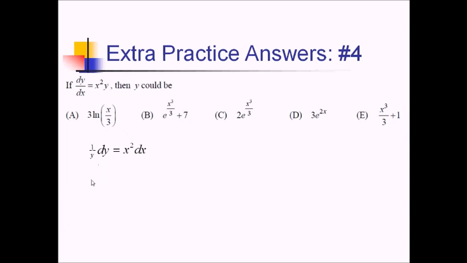Left side, we've got ln absolute value of y. On the right side, this bumps up to a 3. Divide by that, so that's 1/3 x to the 3rd. And then plus c, don't forget that.